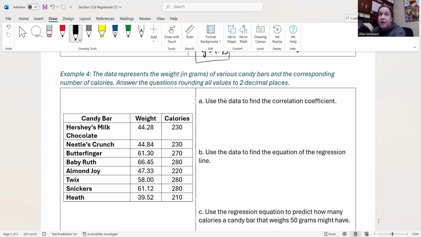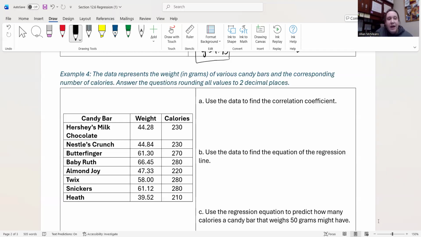For example, as the weight increases, does that mean the calories also increase? That would kind of make sense. A heavier, denser, bigger candy bar would seem to have more calories than a smaller, lighter candy bar, right? So we're going to answer the questions rounding all values to 2 decimal places, okay?